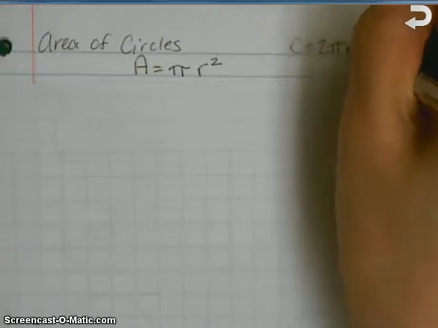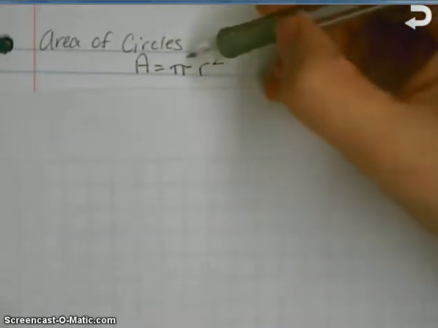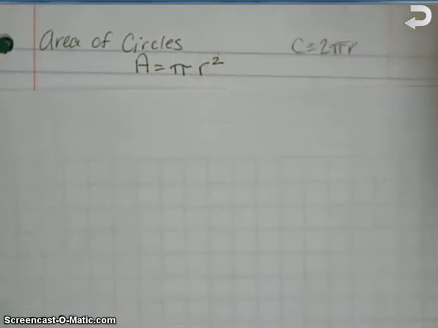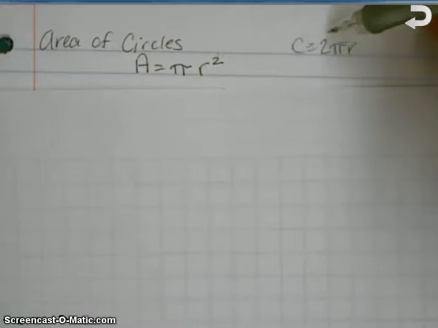To find the area of circles, we're going to use the formula area equals pi r squared. Well, I want you to see the difference between the circumference and the area formula because they look very similar. This one is 2 times pi times the radius, and this one is pi times the radius squared.